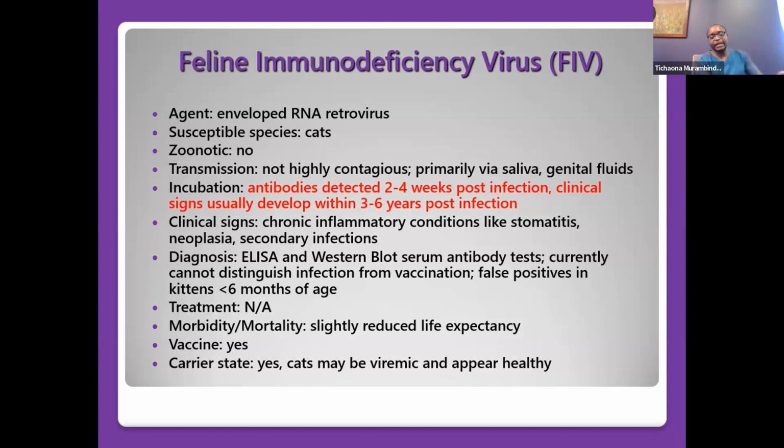So when the animal is exposed to FIV, you are able to detect the antibodies with the ELISA that we should be using as our SNAP test between 2 to 4 weeks post-infection.